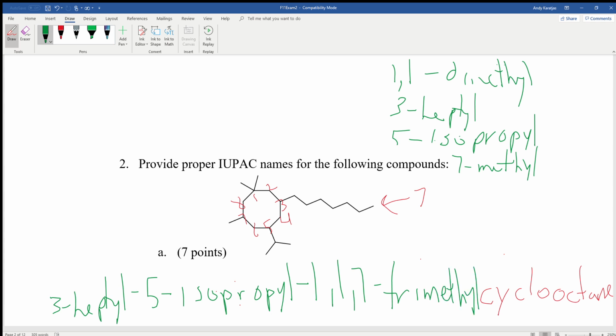So we have our full name for this compound: 3 heptyl, 5 isopropyl, 1,1,7 trimethyl cyclooctane.